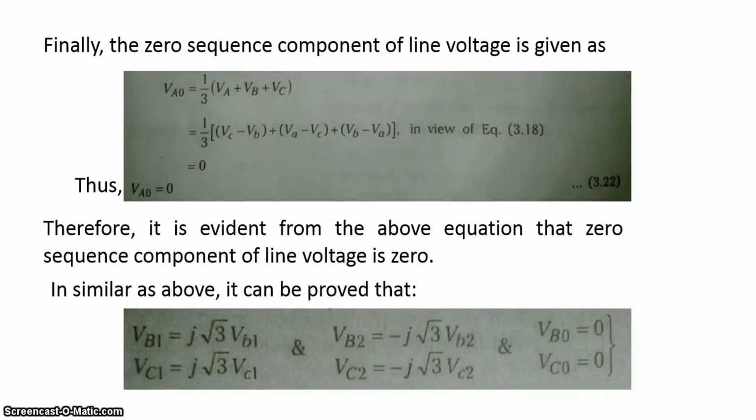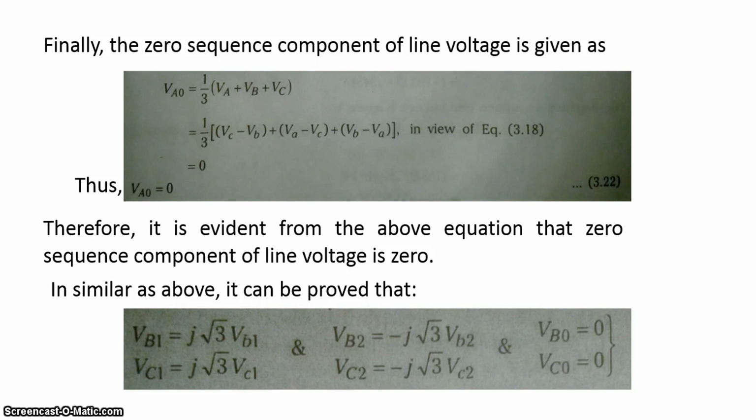Finally, the zero sequence component of line voltage is given as Va0' is equal to 1 by 3 times of Va' plus Vb' plus Vc', which is equal to 1 by 3 times of Vc minus Vb plus Va minus Vc plus Vb minus Va, which according to equation 3.18 is equal to 0. Thus, Va0' is equal to 0. Therefore, it is evident from the above equation that the zero sequence component of line voltage is 0.